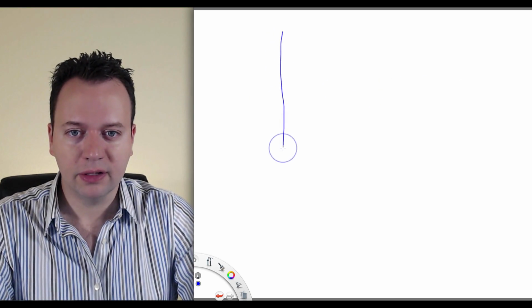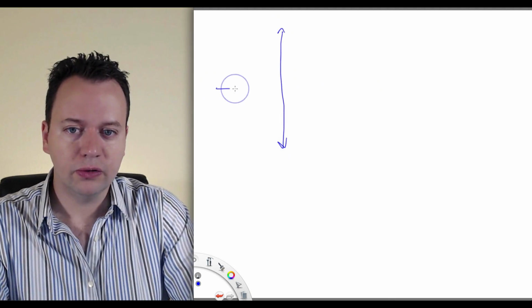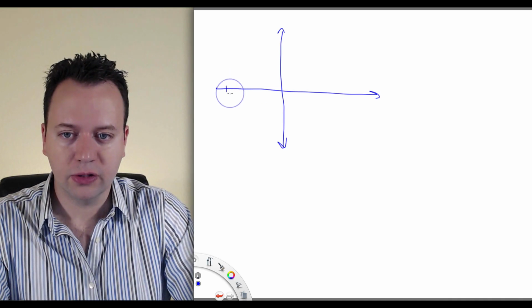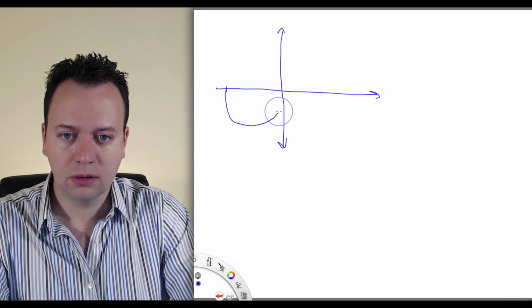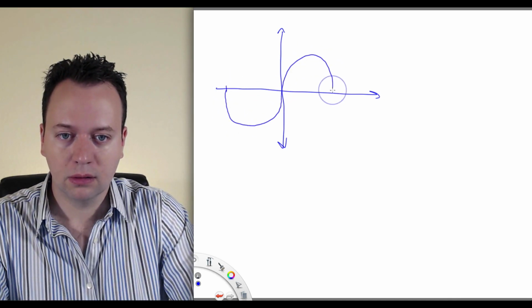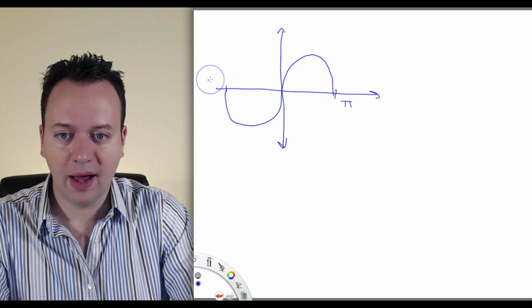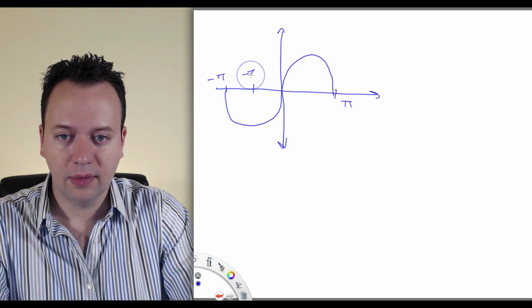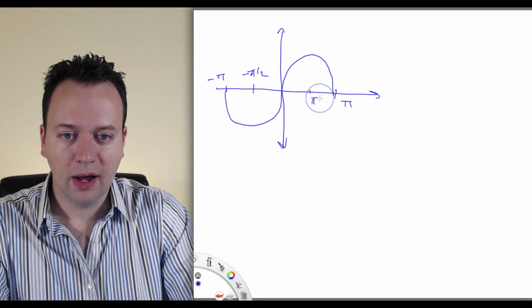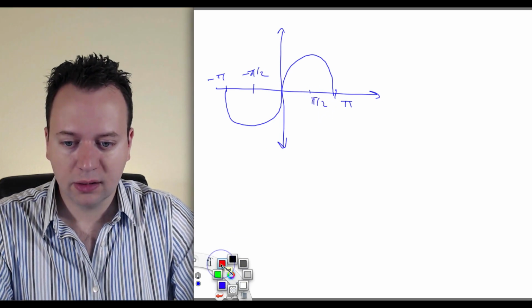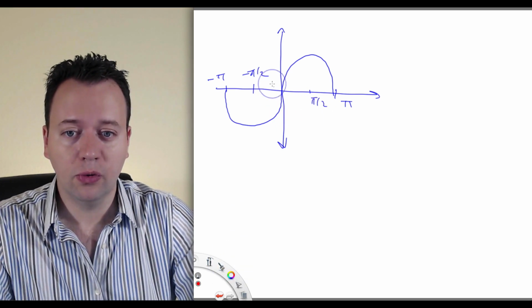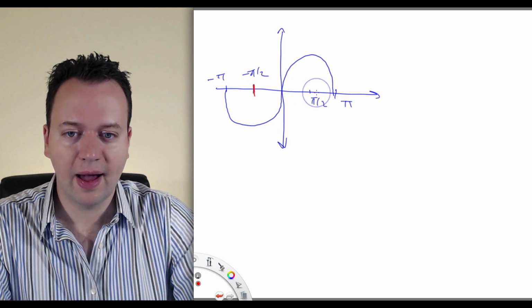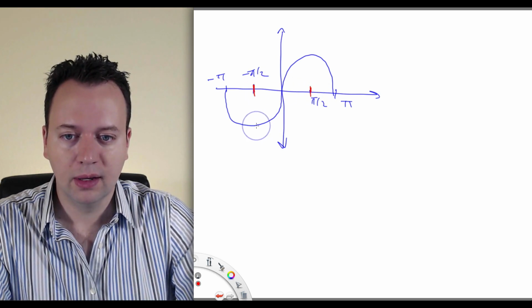So let's just start this over anew. To resolve that situation, we just restrict the function sine of x to a portion of its domain, from minus pi over 2 to pi over 2. So we only consider the values between minus pi over 2 and pi over 2.